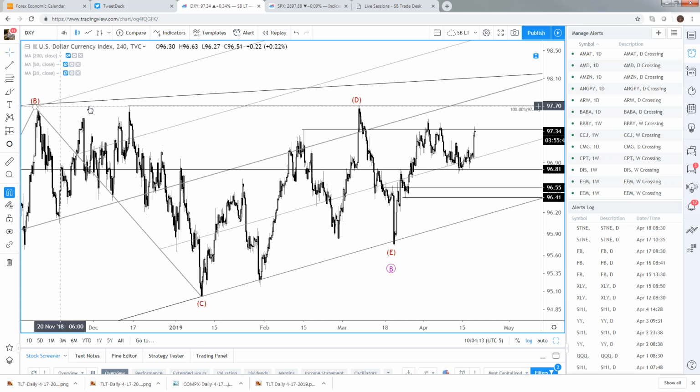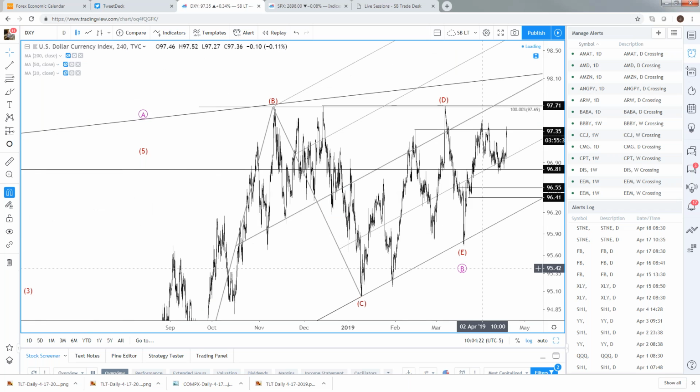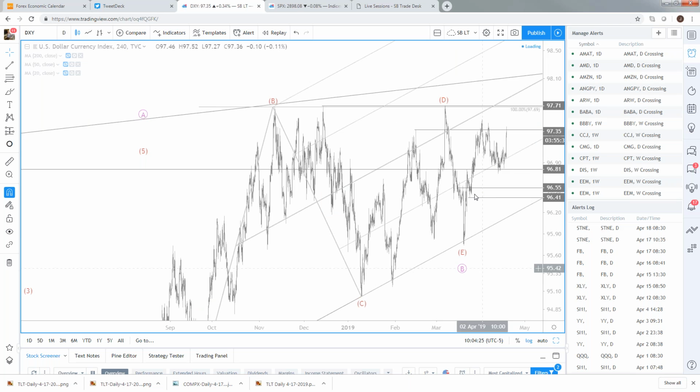I will note, I think that it's, hold on, go back to the daily chart. Computer's really slow right now.